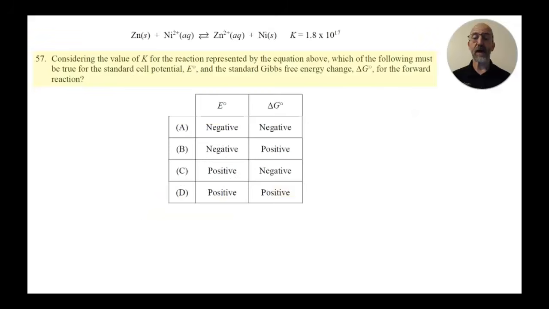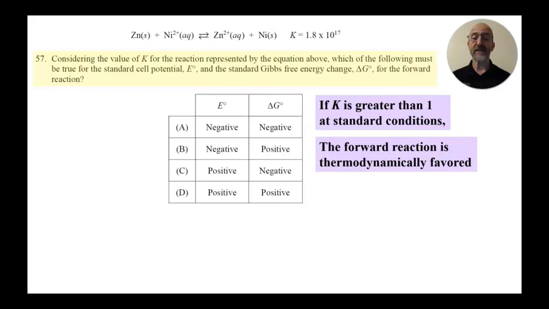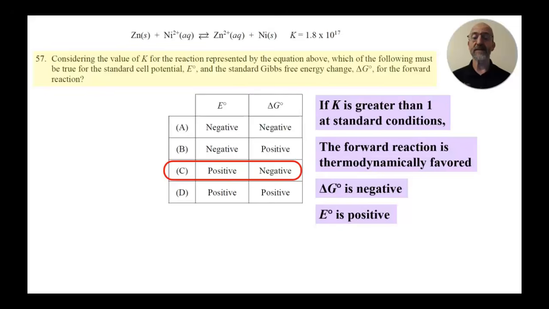So this is what we know. If K is greater than 1 at standard conditions, the forward reaction is thermodynamically favored, the sign of delta G is negative, and the sign of the cell potential is positive. So the correct answer to question 57 is choice C.